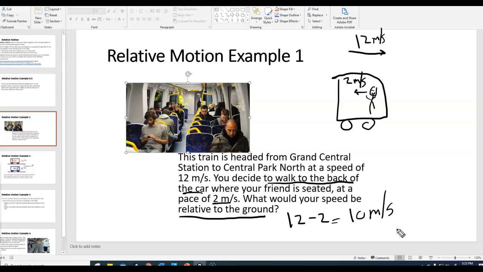Okay. Now, if I was walking towards the front of the car instead of towards the back, then that would be different because then these two arrows would be going the same direction and they would add together instead of subtracting. Okay, so that is relative motion example 1. Let's take a look at a few more examples.